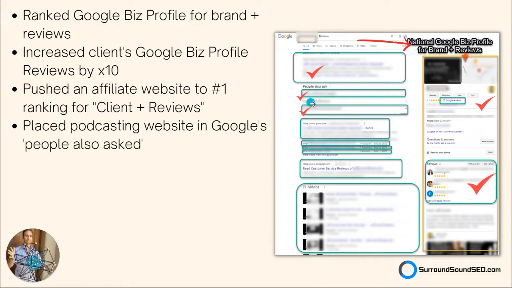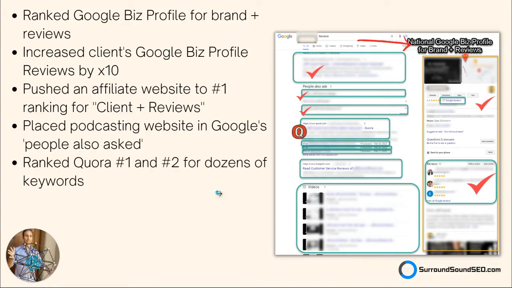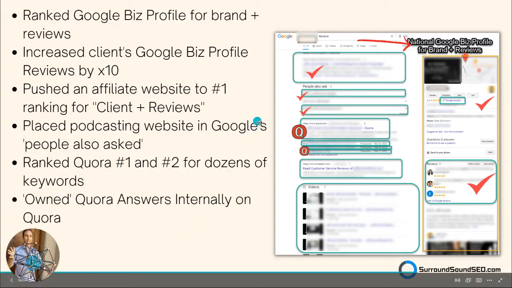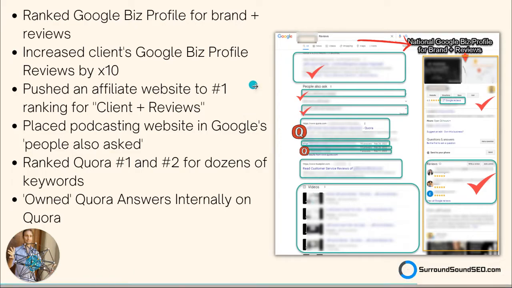We also pushed an affiliate website to #1 for client plus reviews and a variety of other keywords as well. We placed podcasting websites in Google's People Also Asked. In here, it's possible to boost via schema and a variety of other methods the Google's People Also Ask area. We also use Quora 1 and 2. Quora ranked number 1 and 2 for dozens. It was actually far more than dozens of keywords for brand plus reviews. This is really, really huge because we are also able to pretty much control internally all of the Quora answers through our proprietary relationships and our understanding of the Quora platform as it relates to Google.